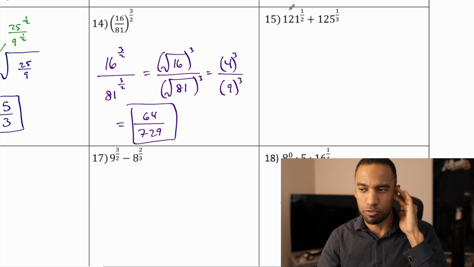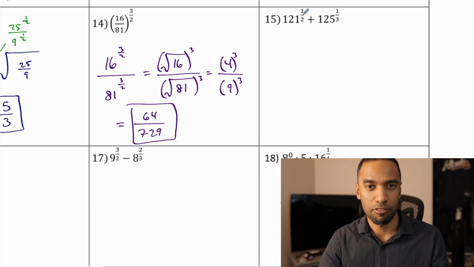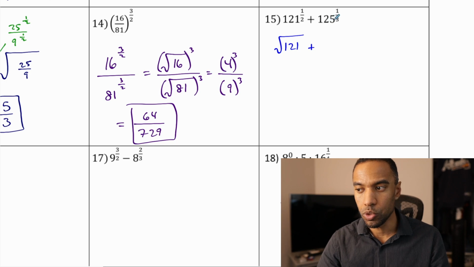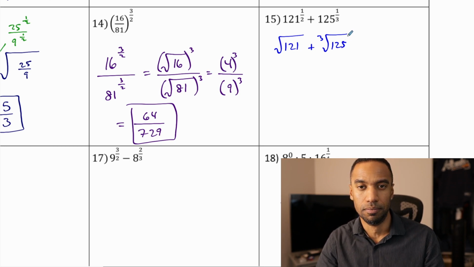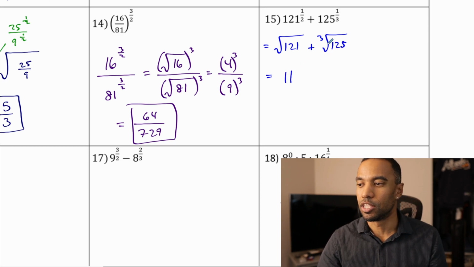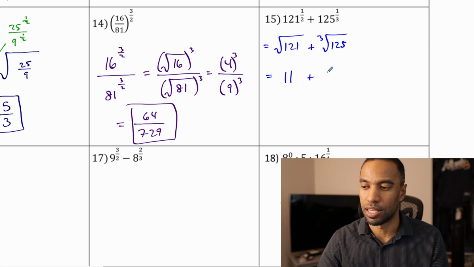121, I feel like I'm talking over it now. 121 to the 1/2 power. That converts to, once again, the square root of 121 to the first power. Plus 125 to the 1/3 power, that's where you get the cube root of 125 to the first power there. The square root of 121 is 11. The cube root, I think it's going away. The cube root of 125 is 5. 11 plus 5 is 16.